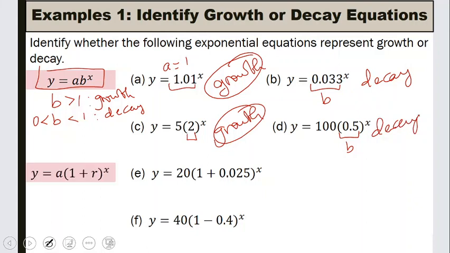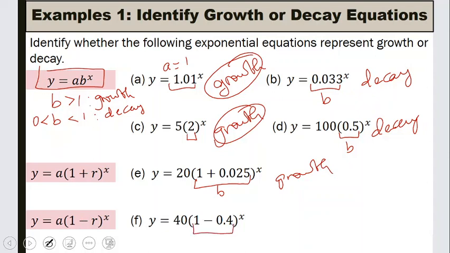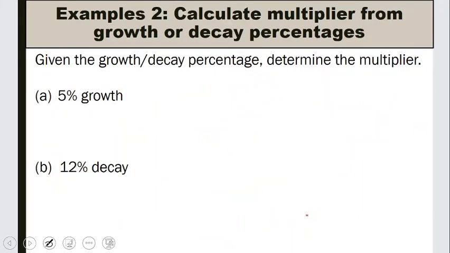And in this case, this is a case of growth, and this entire 1 plus 0.025 is our b, okay? So this is a growth. And for the final example, this represents a decay because when you subtract 0.4 from 1, you get a number that is less than 1, okay? So that represents a decay.